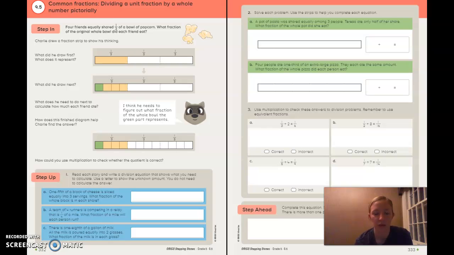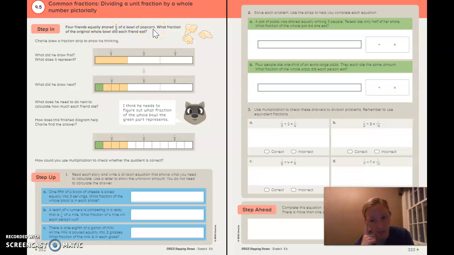Hi everyone, we're going to go ahead and do lesson 9.5, which is dividing a unit fraction by a whole number pictorially, which you know means pictures. So we're going to go ahead and jump into it. Starting with this first story problem right here, it says 4 friends equally share 1/3 of a bowl of popcorn.